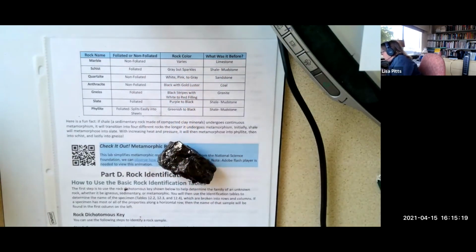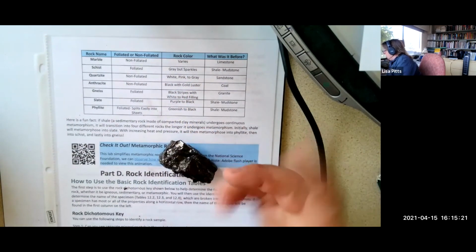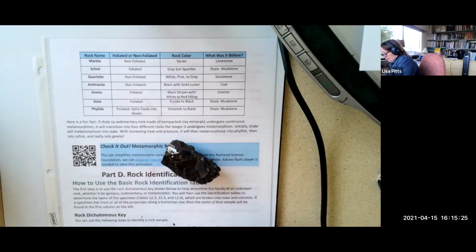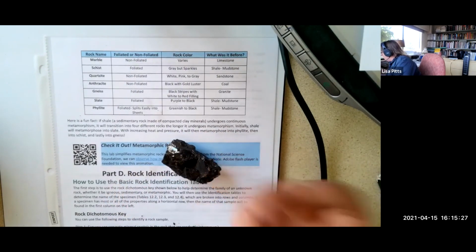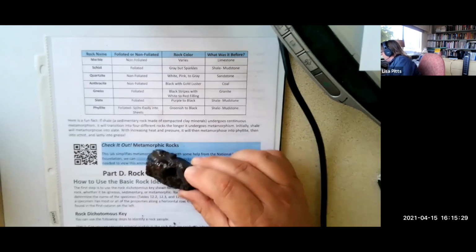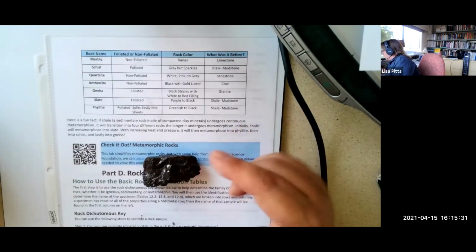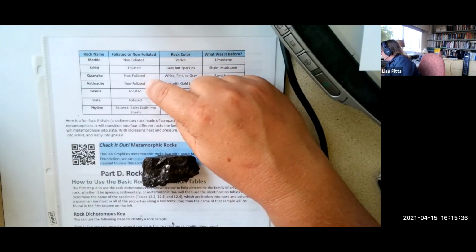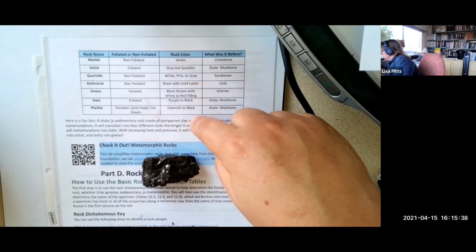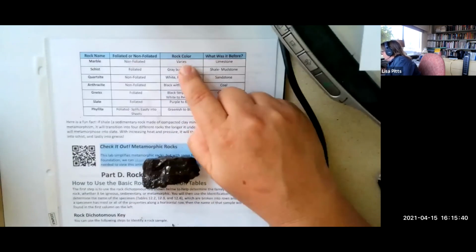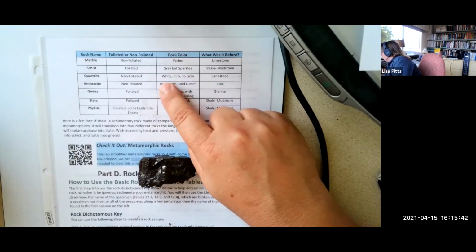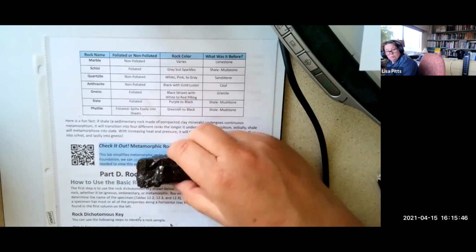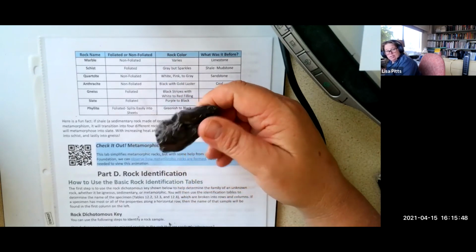So we look at this and we determine if it's foliated or non-foliated. What does foliated mean? Does it have bands? I should have brought a foliated rock, but this one's non-foliated. And then we go with rock color. So we're at either quartzite, anthracite, or marble. So, it varies. White, pink, or gray, ain't that? Black with gold luster. What do you think? Yeah, that's right. This is anthracite.